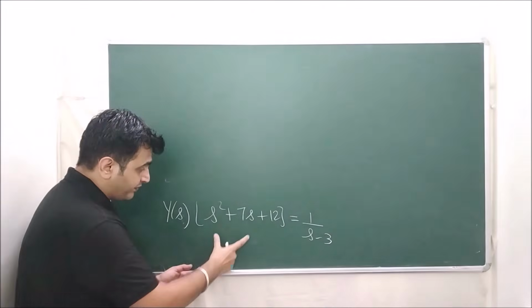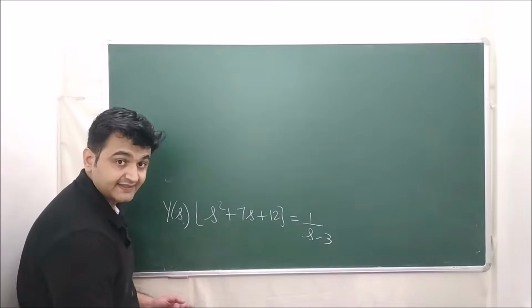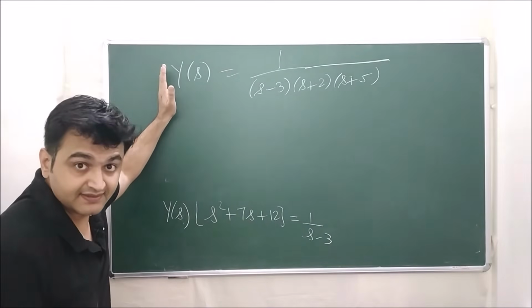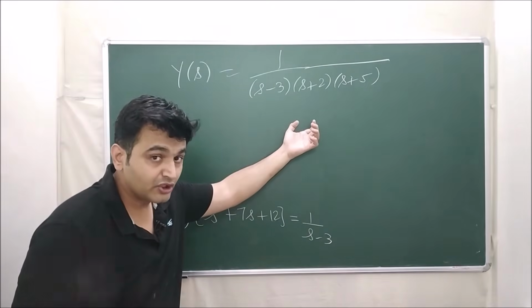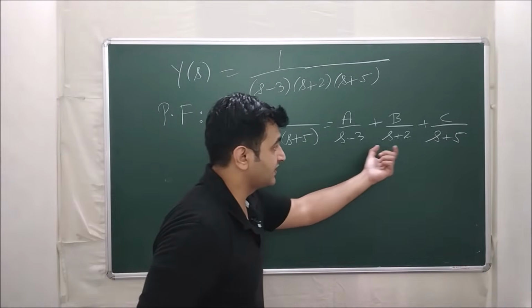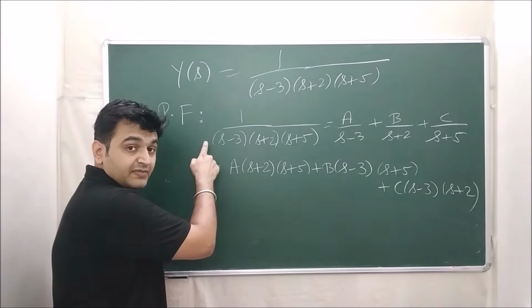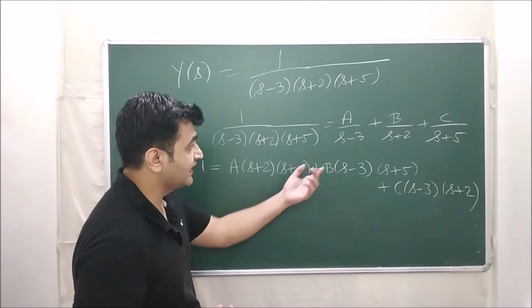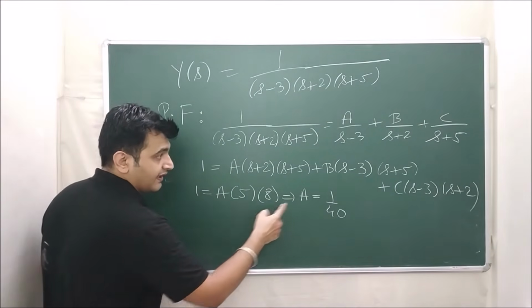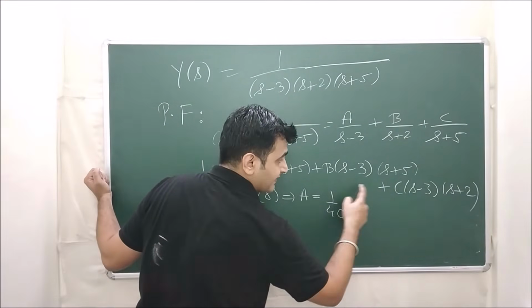Now what you do is you bring this to the bottom on the right hand side. So this is what your Laplace of y is. Now you have the product in the denominator, so partial fractions. You write this as A upon, plus B upon, plus C upon. Now after simplifying, this is what you have. Now if you put s equal to 3, what do you get? 1 equals A times (3 plus 2) times (3 plus 5), and the other terms will become 0 because there is an s minus 3.